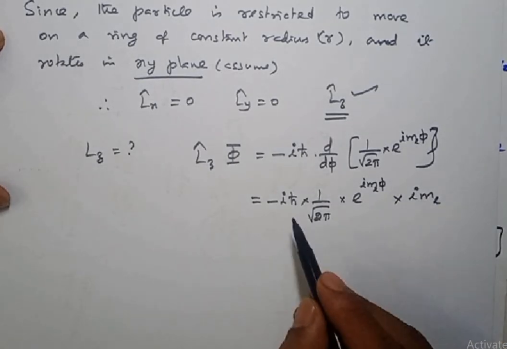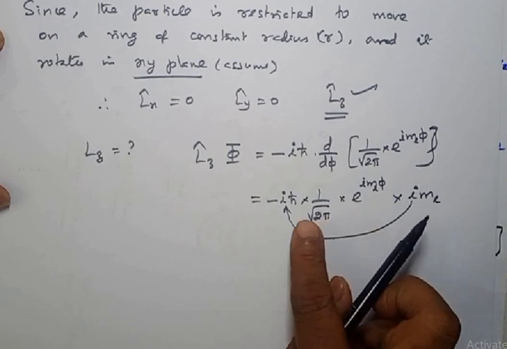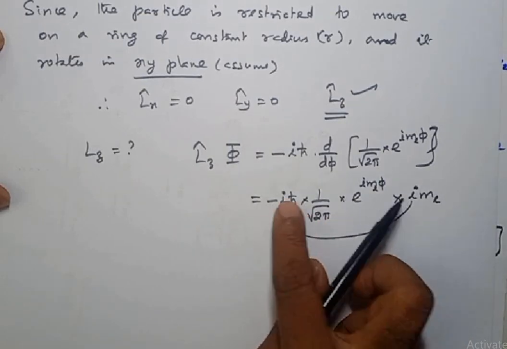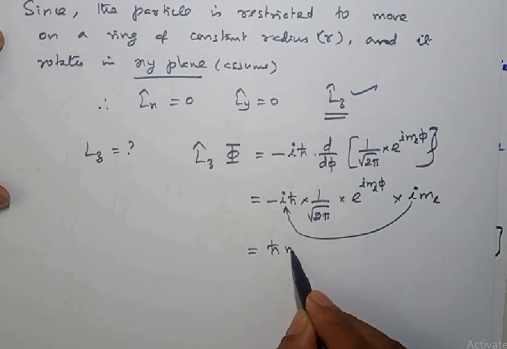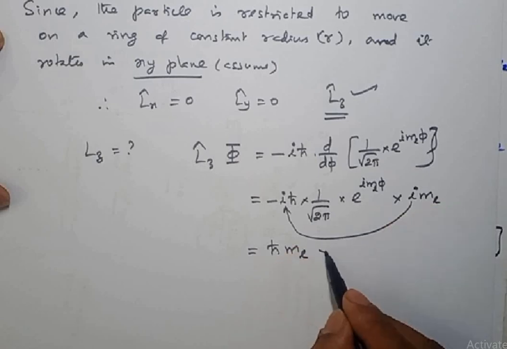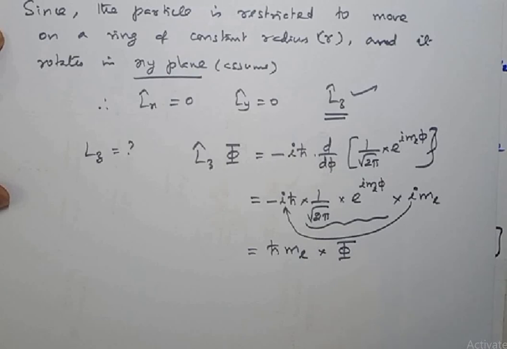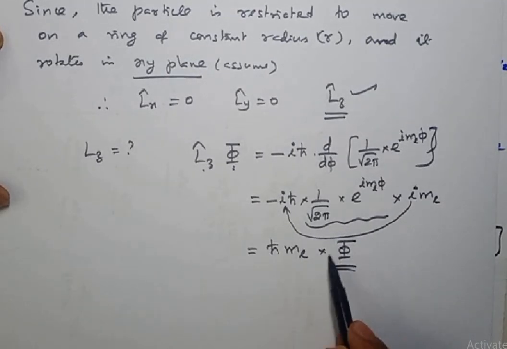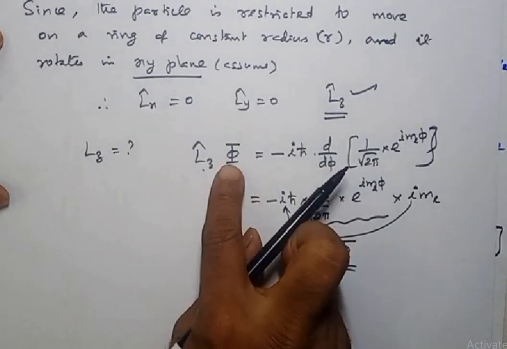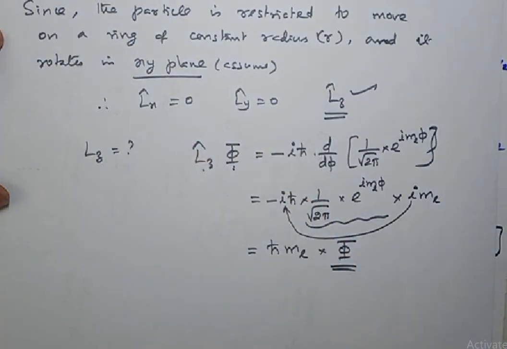Listen. i into i is i squared, and i squared is minus 1. I have minus already, so minus into minus becomes plus 1. And I have h cross into ml, and 1 by square root of 2 pi e power i ml phi is my wave function. See, I have applied this operator on the function and got the same wave function as the result. Therefore, phi is an eigenfunction of the Lz operator, and this is the eigenvalue or magnitude.